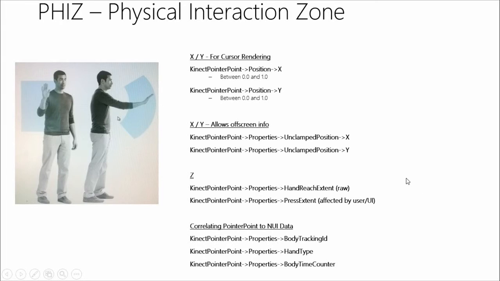Close that application. So I'm not going to go through the details here, but you can quickly see on the PowerPoint here, we were showing off position, unclamped position, hand reach extent. Press extent is also a Z value, but it's affected by buttons that you're pressing over, and we allow you to correlate with the NUI data.